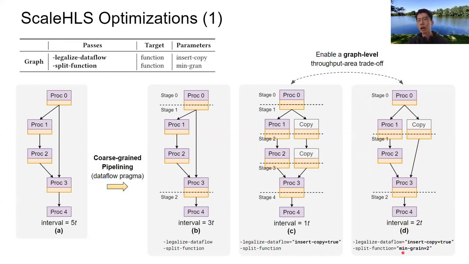And here, we use a minimum granularity option for the split function pass to tune the granularity of the pipelining here to trade off between the throughput and area. So this is the graph level optimization we are doing in ScaleHLS.